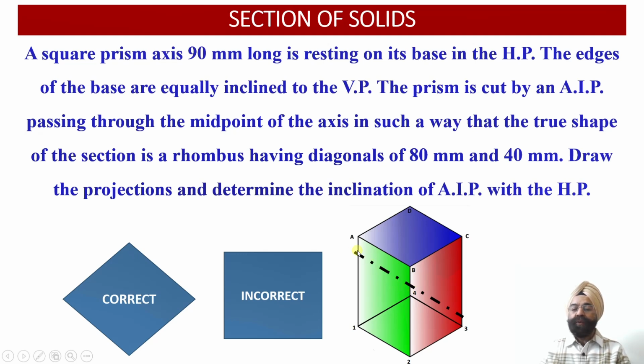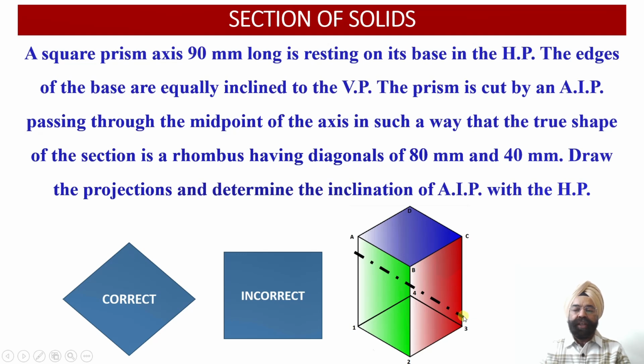Now, since we know that the dimension of the longer edge is equal to 80 millimeter, the 2 points of intersection we can locate on the vertical edges A1 and C3 such that the distance of these 2 points of intersection from the midpoint of the axis, from point O and O1, this is the midpoint. So from the midpoint, this length should be equal to 40 millimeter and this length should also be equal to 40 millimeter.